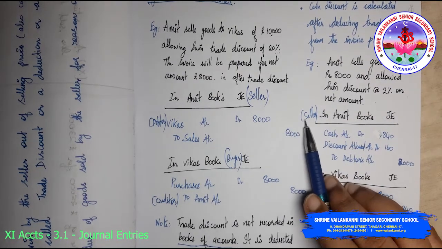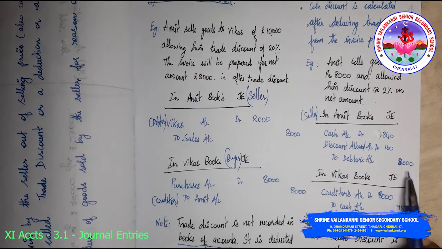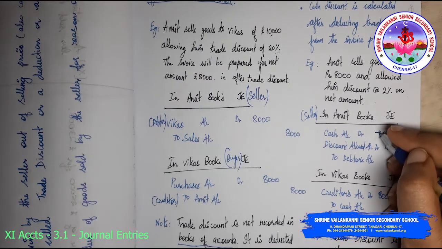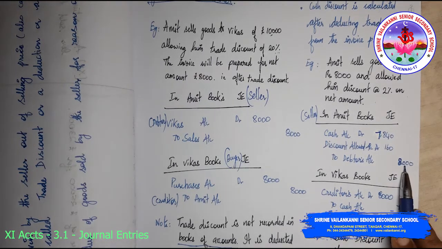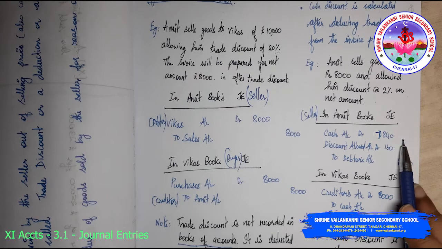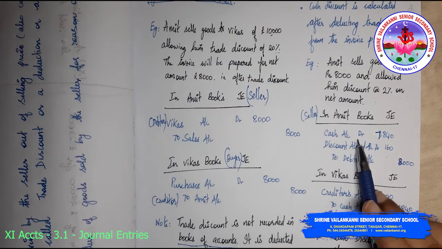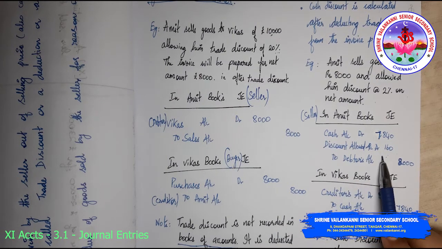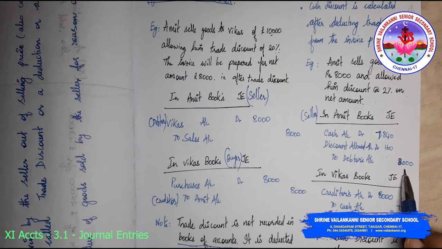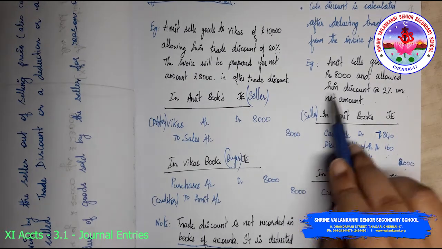Okay, so cash account debit. He is selling 8,000 worth of goods. He is selling at 7,840 because he is allowing Vikas a discount of 160 rupees. So cash account debit, discount allowed account debit to debtors account 8,000. So this is how you need to prepare it.